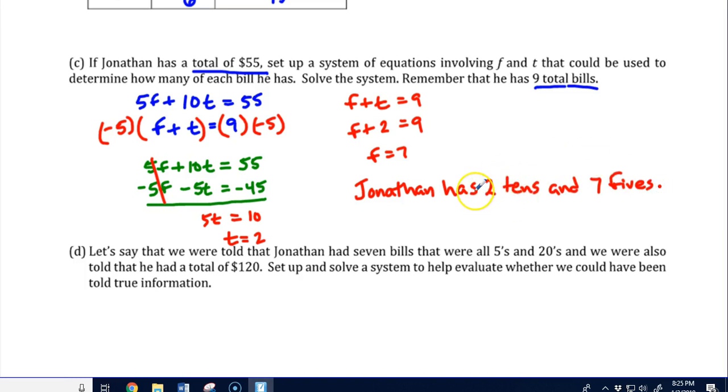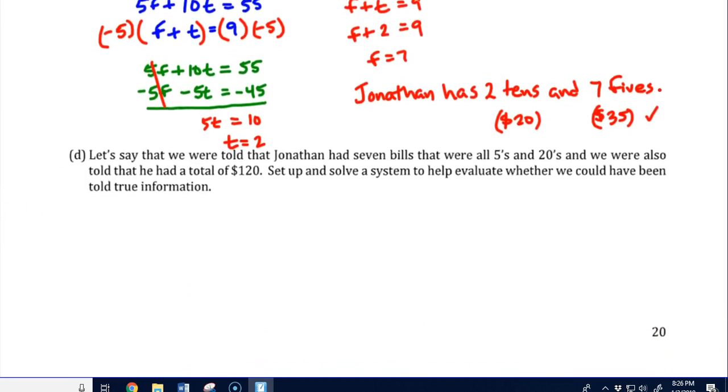All right, let's just do a little double check to make sure that works. 2 10s would give me $20. 7 5s would give me $35. Adds up to 55. Yep, and it adds up to the 9 bills that we're supposed to have. So both of those criteria are met.